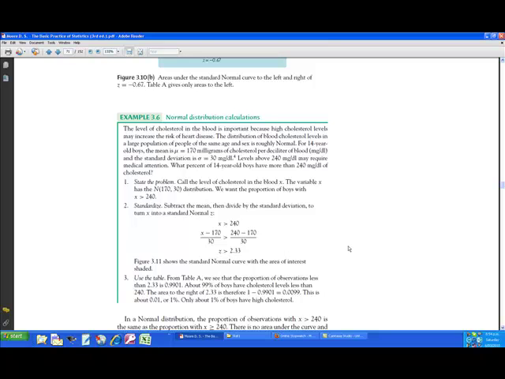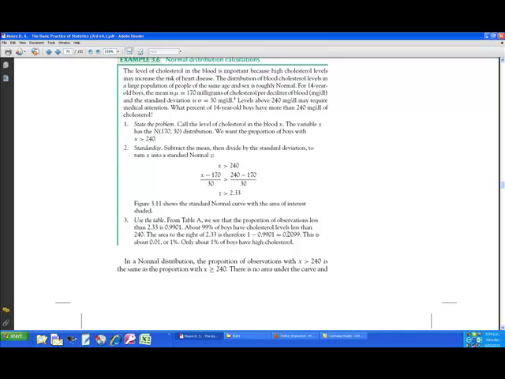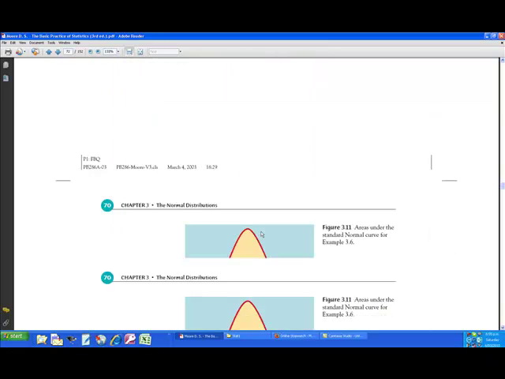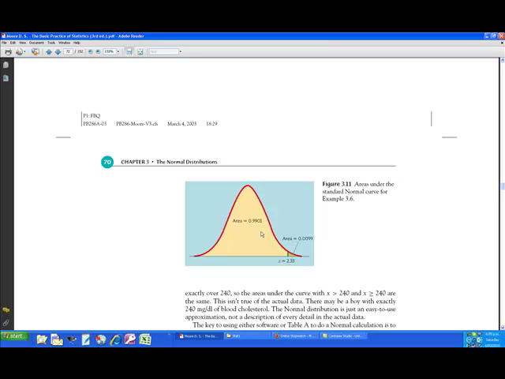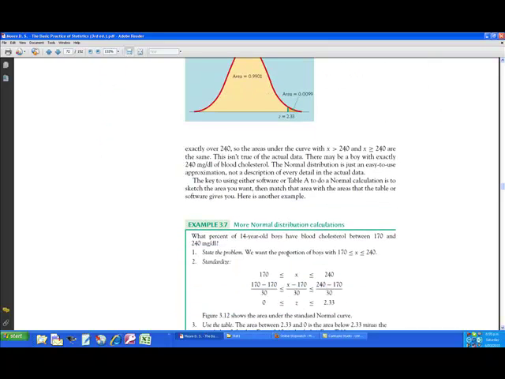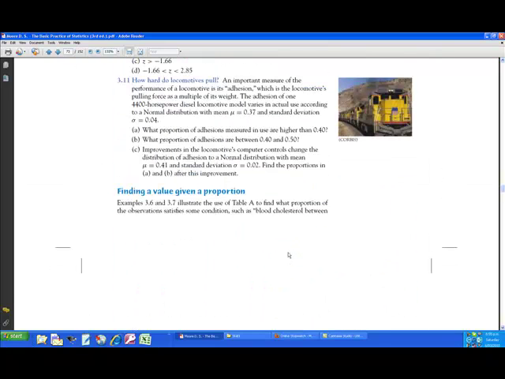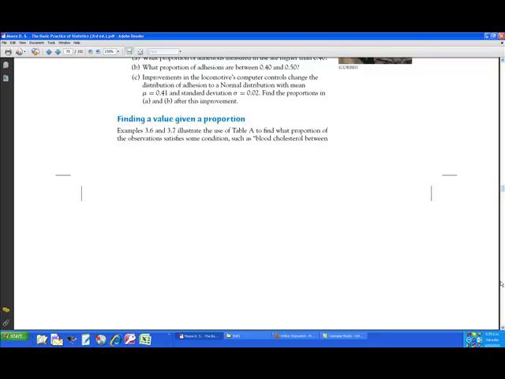you can look that up in a table. You can get that from Excel. You can do it lots of different ways. It turns out that the area is going to be very small, right? It's above the mean, and the area is less than 1%. Okay, so only about 1% of boys have high cholesterol, and this picture is supposed to show that. So 240 is 2.33 standard deviations above the mean. All right. Okay, let's stop here.